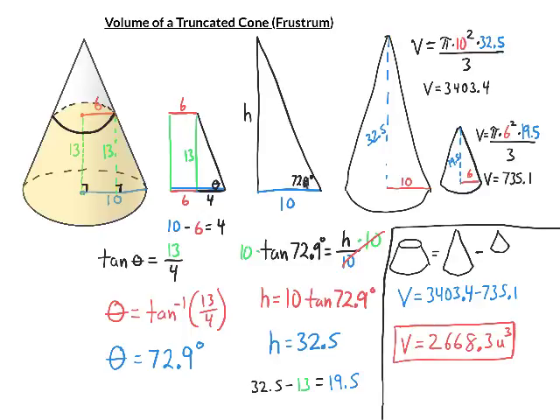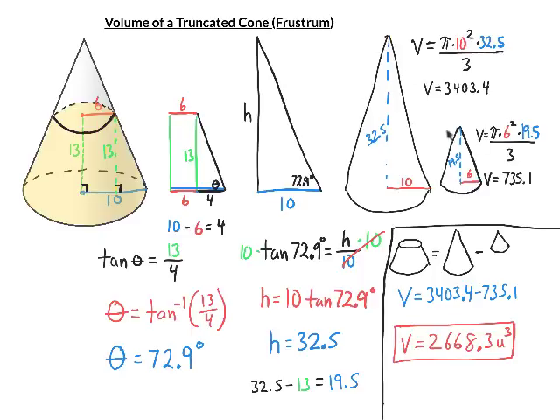Alright, so if I know that angle, I know the base here is 10, I can now find the height of the large cone. To get the height of the large cone, I do tangent again. Tangent of this angle is equal to opposite over adjacent, multiply both sides by 10, and I'll get my height, which is 32.5.